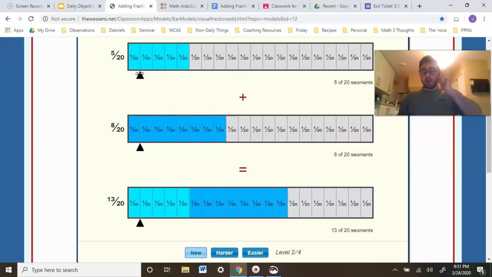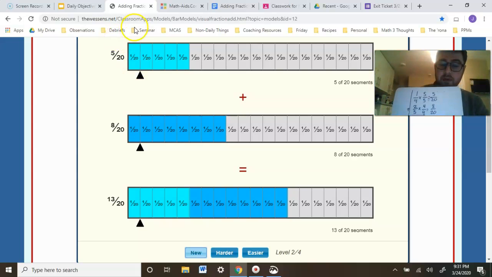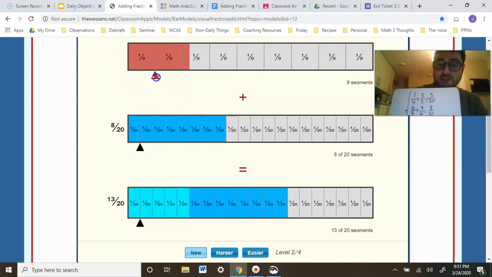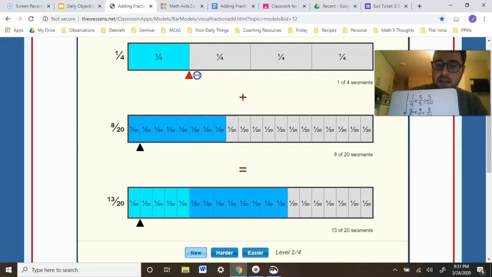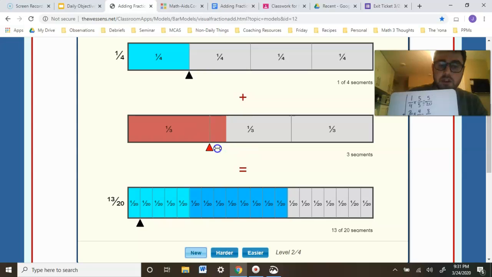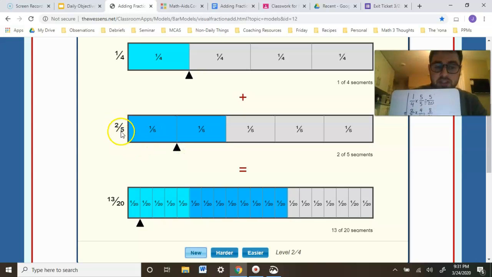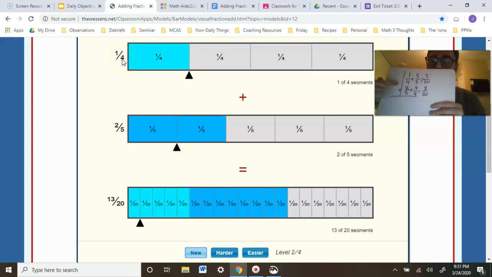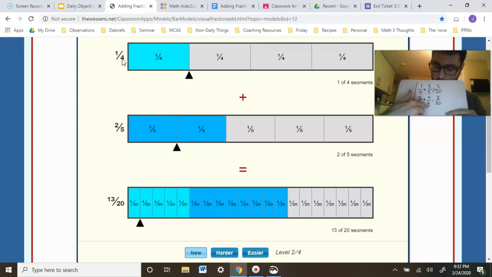Now, I want you to think. One thing that's really interesting to me, guys, is this moment right here. At the beginning, what we start off with is fifths and fourths. And over here, we notice 1/4 is being multiplied by 5/5, which is the same as our denominator here. Similarly, 2/5 is being multiplied by 4/4, which is the same as our denominator here.